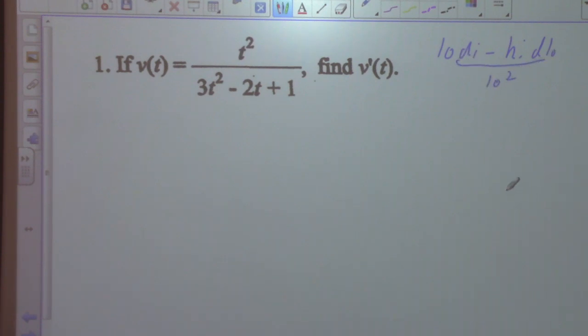And what I recommend, like the other one, is that you just go high, d high, low, d low, and write these out, what they are. Your high, you see, is t squared. And what is your d high?